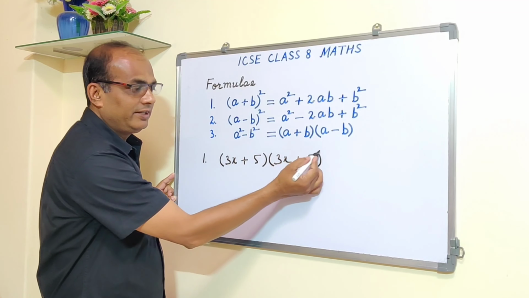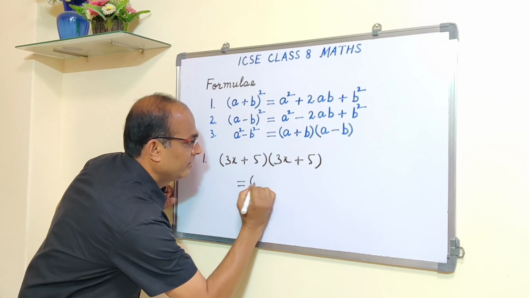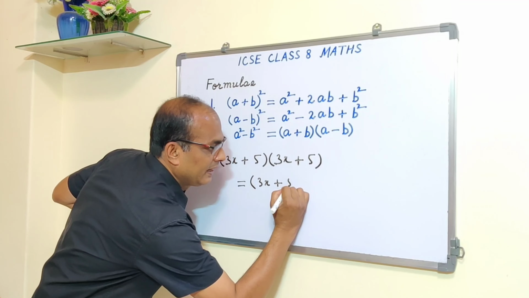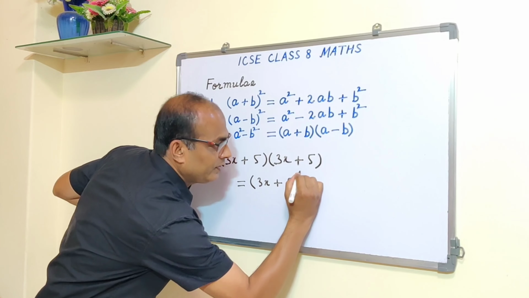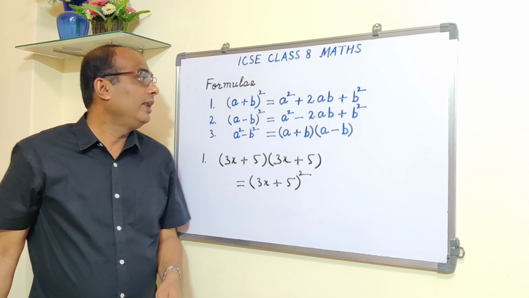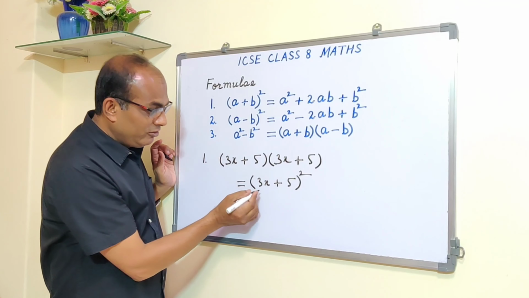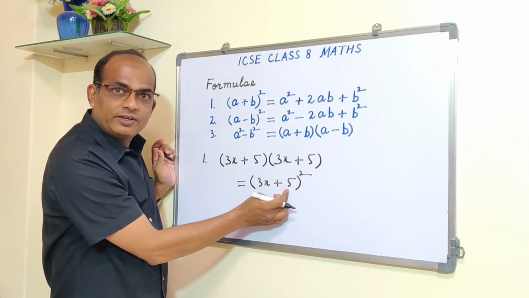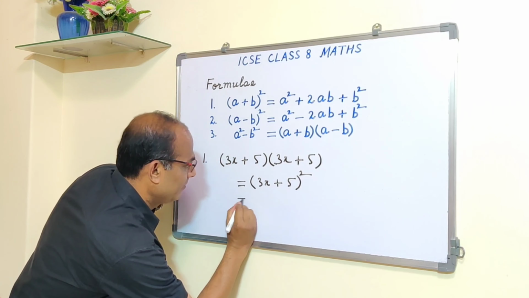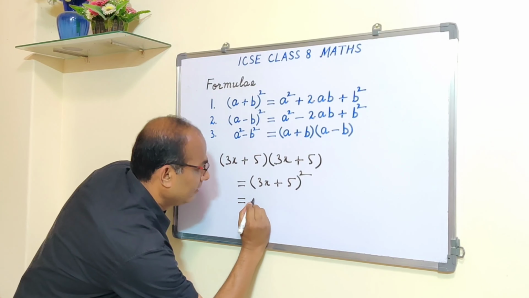Index is here 1, index is here 1, 1 plus 1 is 2. So this we can write down is equal to 3x plus 5 whole square. Now which formula can we apply? A plus b whole square. In place of a we have 3x, in place of b we have 5. The formula says this is a square, so in place of a we have 3x, so 3x whole square.